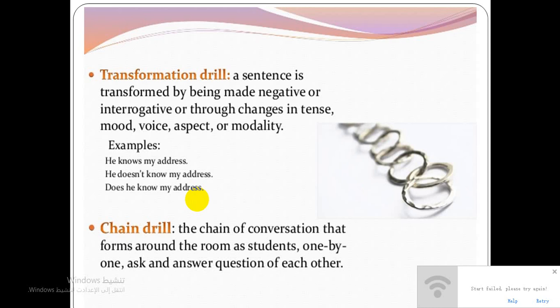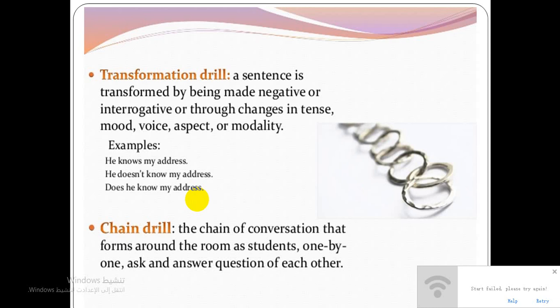A chain drill. The chain drill gets its name from the chain of conversation that forms around the room as the students, one by one, ask and answer questions of each other. The teacher begins the chain by greeting a particular student or asking him a question. That student responds, then turns to the student sitting next to him. The first student greets or asks a question of the second student, and the chain continues.